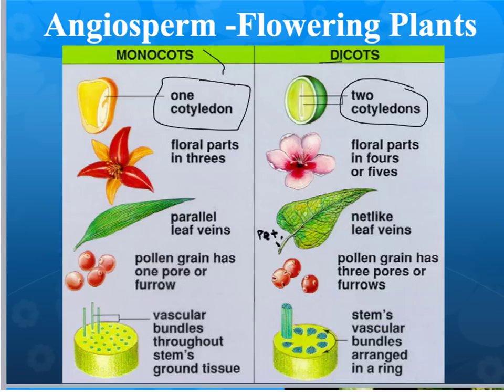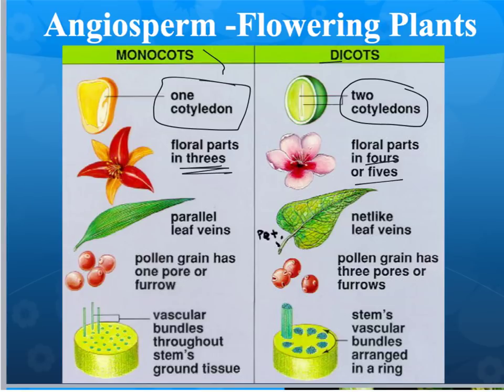For the flowering parts of monocots, they're going to be in threes, multiples of threes. So if you see a flower that has 3 petals or 6 petals, it's a monocot. If you see a plant that has 4 or 5 or 8 or 10 petals, then it's a dicot. So flower parts are going to be in multiples of 3s for monocots, 4s and 5s for dicots.